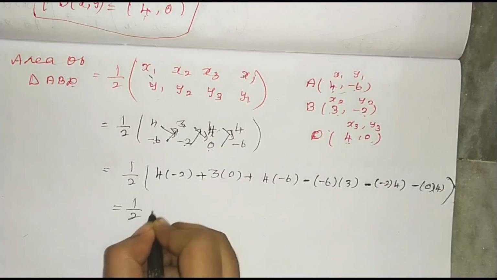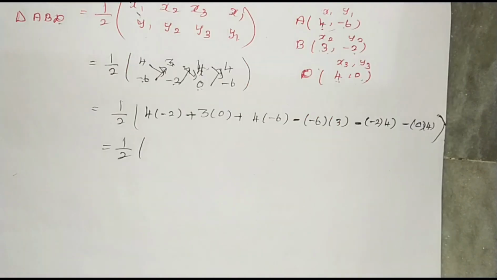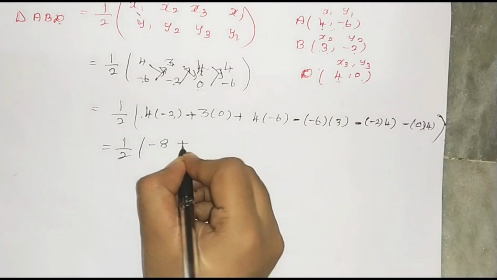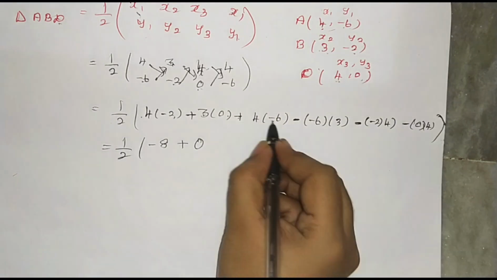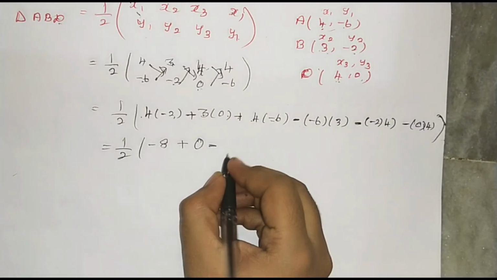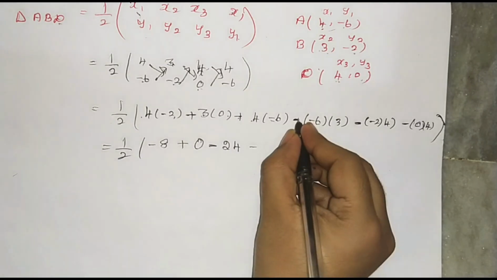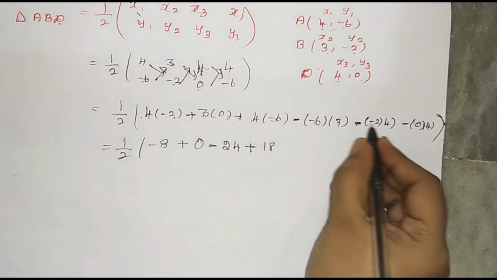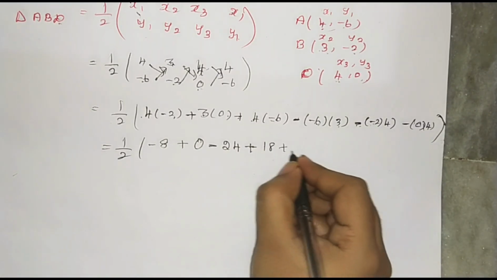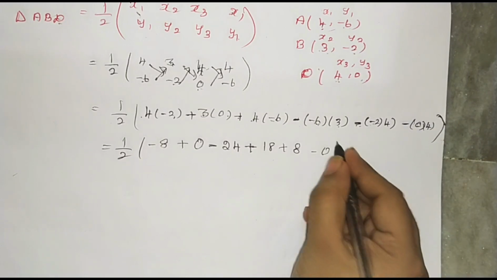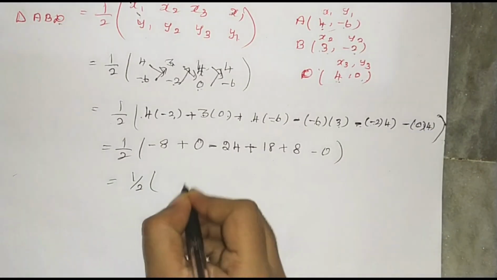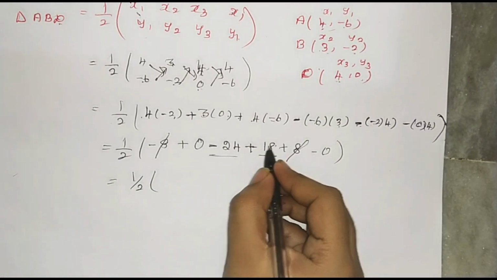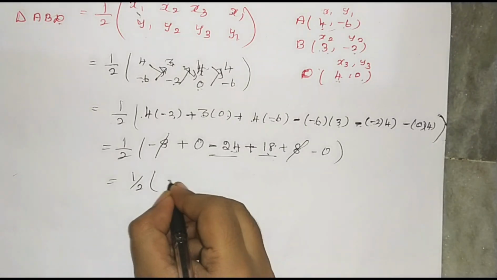So 1 by 2. Now we can simplify. 4 you are multiplying with -2: 4 2s are 8, minus 8. Plus 3 zeros are 0. Plus into minus is minus: 6 4s are 24. Minus into minus is plus: 6 3s are 18. Minus into minus is plus: 4 2s are 8. Minus 0 4s are 0. So 1 divided by 2, minus 8 and plus 8 we can cancel. Minus 24 and plus 18, you are subtracting, you will get minus 6.